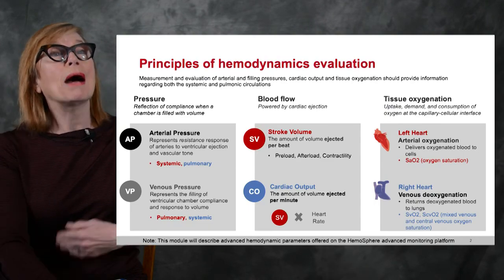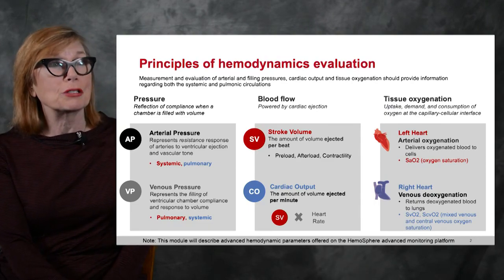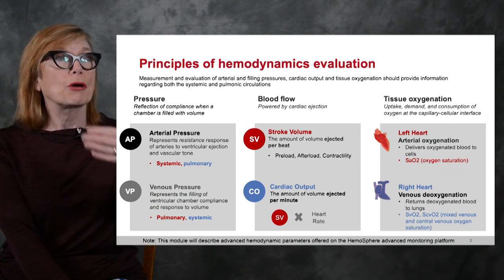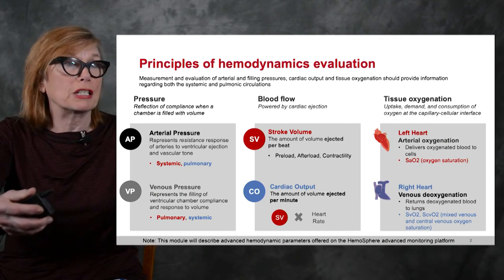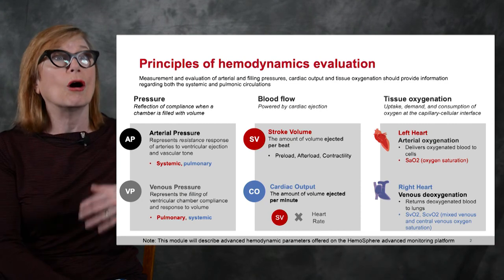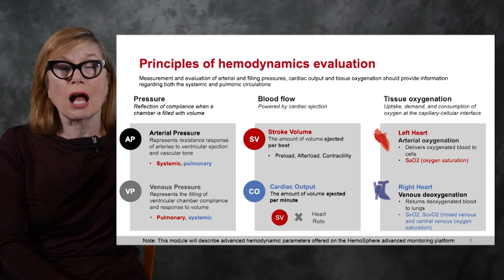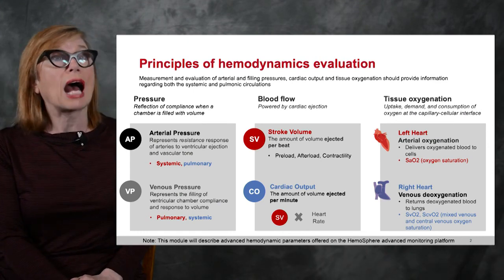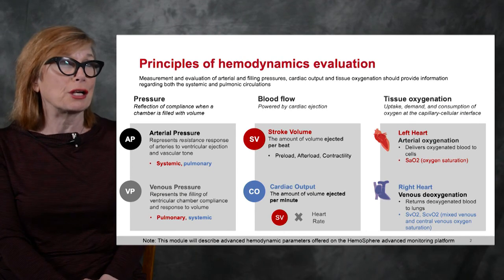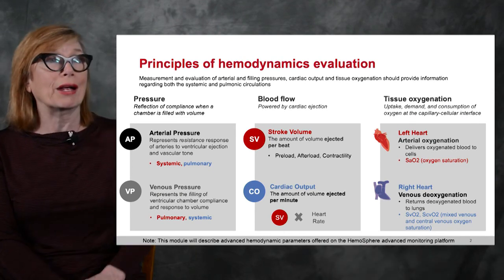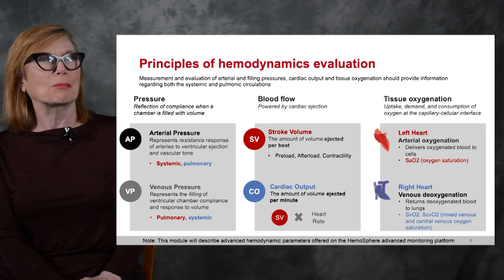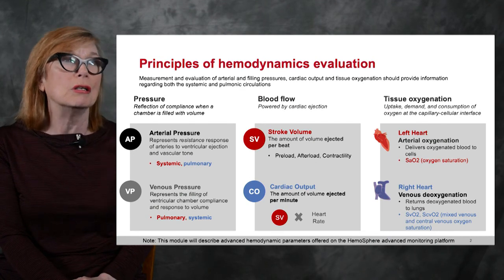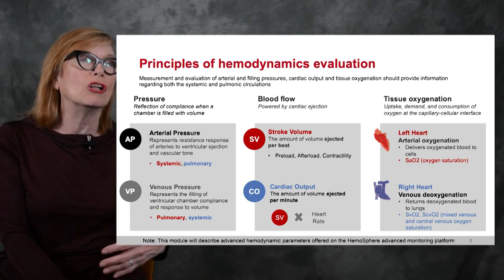All right, so you might recall in our other hemodynamics components, we talked about the difference between pressures, pressure in the artery versus pressure in the vein. Pressure in the artery is a reflection of ventricular ejection and vascular tone. So systemic arterial systolic pressure represents LV ejection, and systemic arterial diastolic pressure represents vascular tone. The same is true for the pulmonary artery. The pulmonary artery systolic pressure reflects right ventricular ejection, and pulmonary artery diastolic pressure represents pulmonary arterial tone.